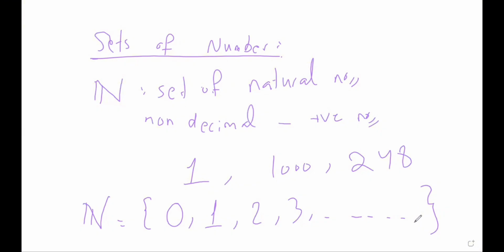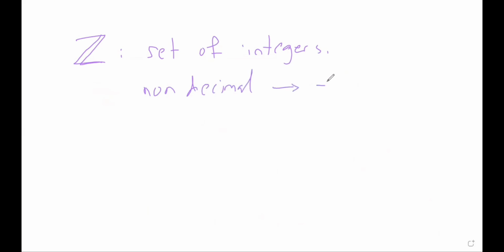Now let's move to the second set, which is the set of integers, with the symbol Z. So what do we mean by integers? By integers we mean non-decimal numbers. They are non-decimal and they can be either positive or negative.